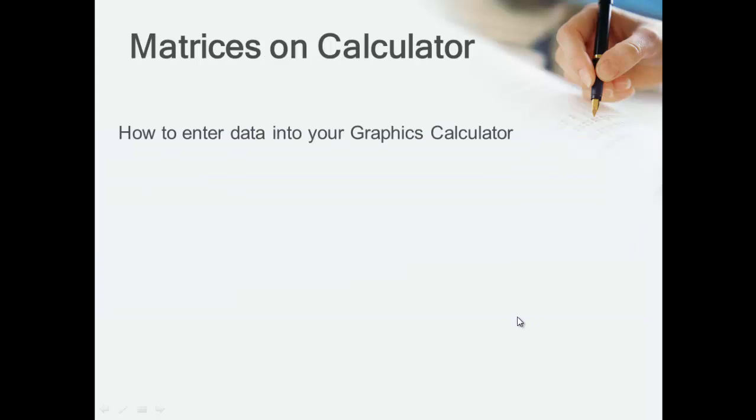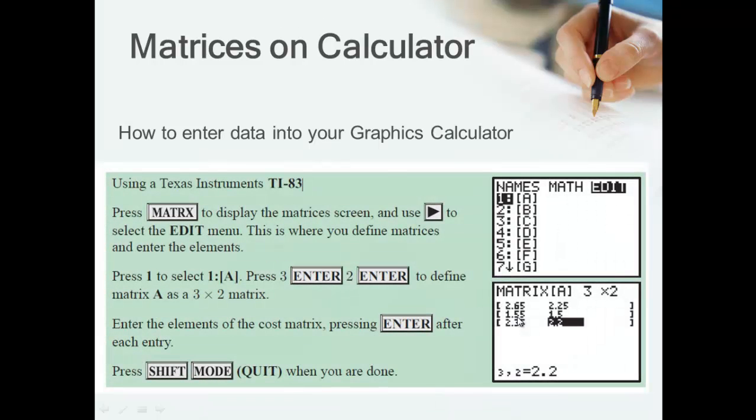Alright, now if we're going to go into a graphics calculator, you need to press your matrices button and you'll see a menu appear like this. Now if you want to edit a particular value, then all you simply do is go to edit, select the matrix that you want. You will type in the dimensions of the matrix, and then it's just a matter of typing in the values.